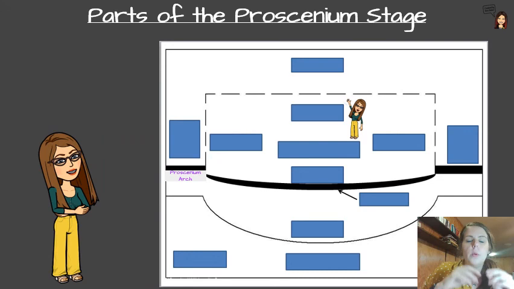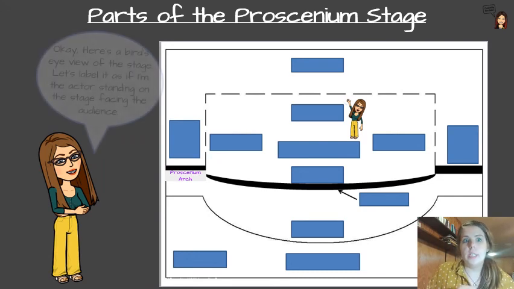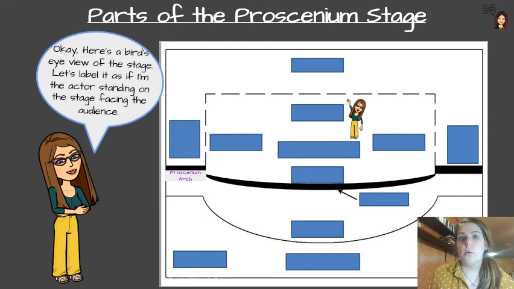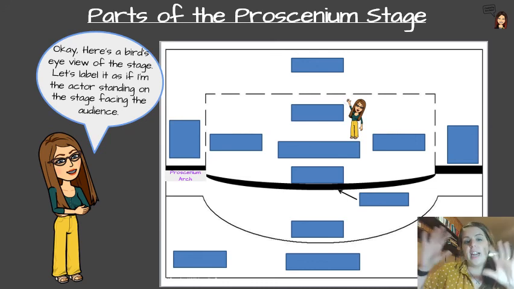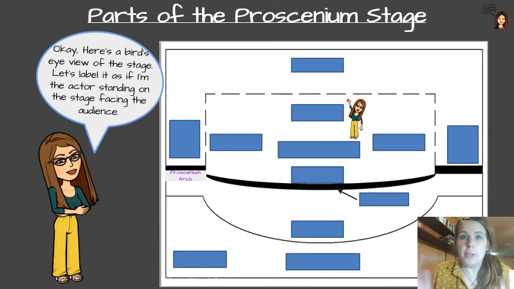Okay, guys, so now we are going to label the parts of the stage. We have a bird's eye view of the stage. We're labeling this stage because once you learn the different areas of a proscenium stage, you can go onto any other stage and knock it out of the park, right? The director will tell you to go somewhere and you'll know exactly where he's talking about because you learned the parts of the proscenium stage.